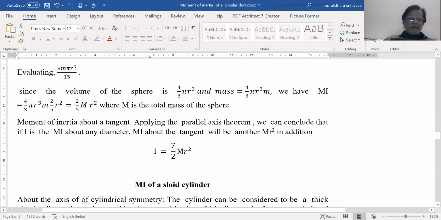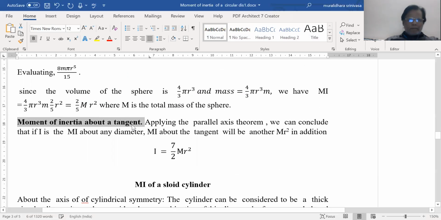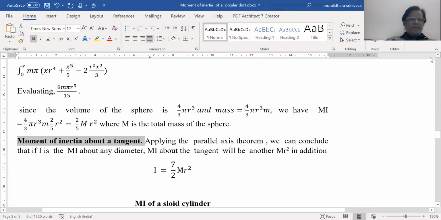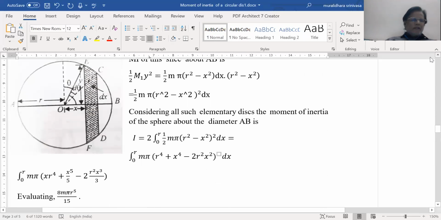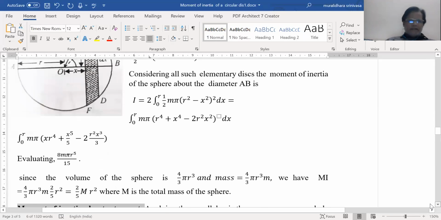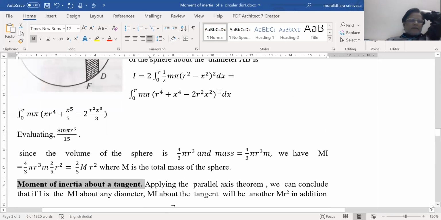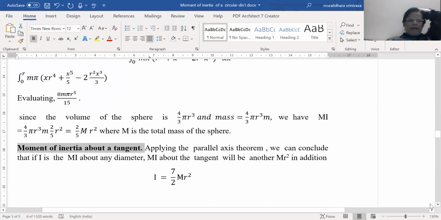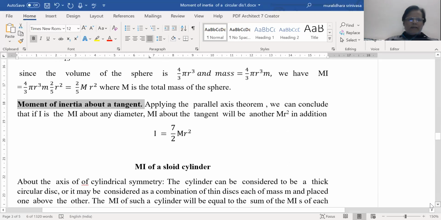Now, what if I look at the moment of inertia about a tangent? In the previous case, imagine a tangent drawn at A or at B. It will be at a distance r from the center O, from where its mass will act. Therefore, according to the parallel axis theorem, it will be the original moment of inertia 2 by 5 m r square plus another m r square. So ultimately it will become 7 by 5 m r square.